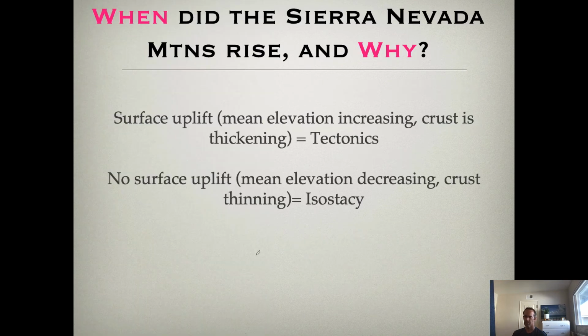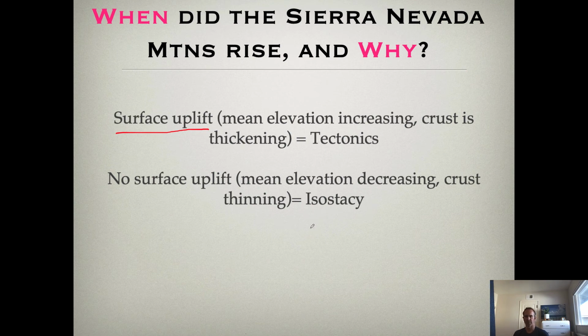And remember that if it's surface uplift, which implies that your average elevation is increasing, the crust must be thickening in order to do that, then it has to be a tectonic cause. If there's no surface uplift and it's just rock uplift, then this is probably isostasy.